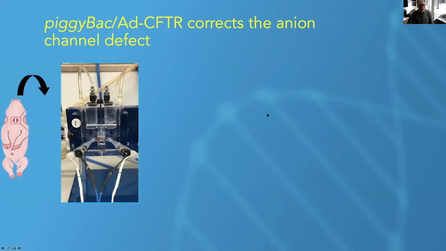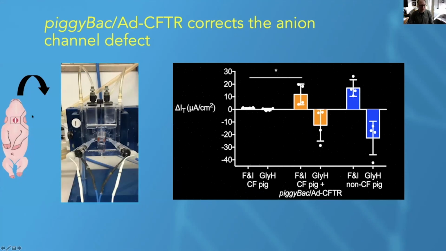So now moving on to the CFTR delivery. Again, we took a tracheal explant and put it into the Ussing chamber. This is more of a close-up view of the chamber. In CF pigs, there's no response to forskolin, IBMX, or GlyH. In non-CF, you do get a response to forskolin and GlyH, and the CF pigs that received the Ad vector recapitulated the CFTR expression similar to the wild type levels.